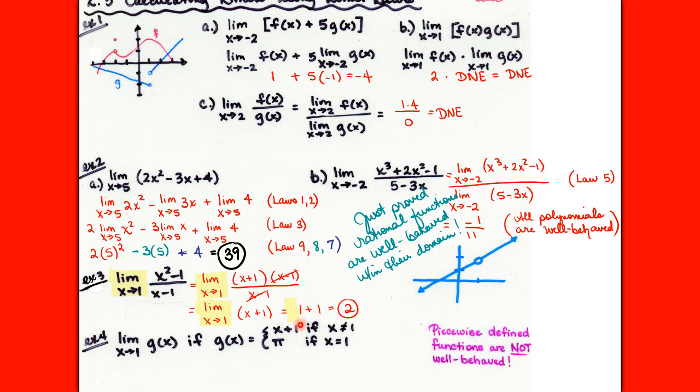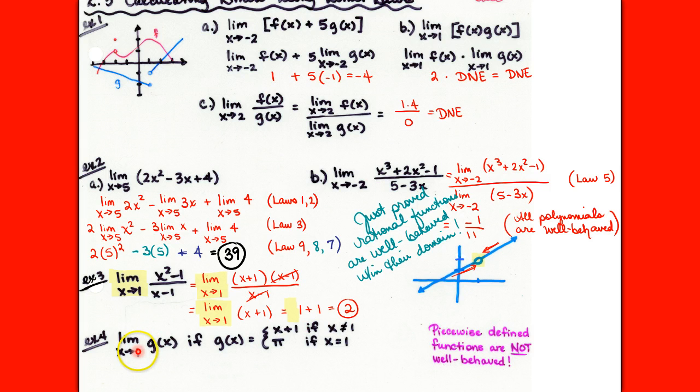Now, caution about piecewise-defined functions. Piecewise-defined functions are not well-behaved even if all of their pieces are well-behaved. Even if they are made up completely of polynomials or rational functions or something else, you cannot assume that a piecewise-defined function is well-behaved. Here's an example of that. For example 4, if we take the limit as x approaches 1 of this function, I look at that and go, ooh, that's a constant and that's a polynomial, that's well behaved, I know what to do with that, so I can just use direct substitution.